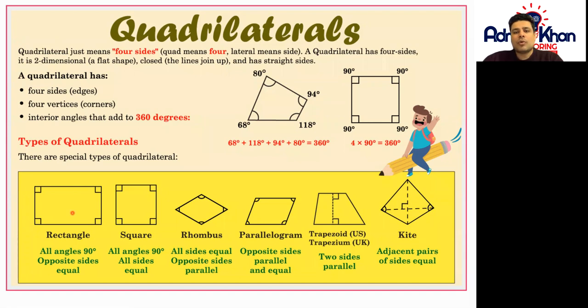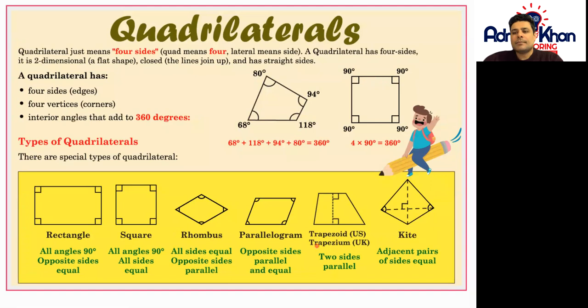In a rectangle, all angles are 90 degrees, and opposite sides are always equal. In a square, we know that all angles are 90 degrees, and all sides are exactly the same size. A rhombus can look like various different types of shapes, but all sides are equal, and opposite sides are parallel to each other. Parallel means that they are opposite and they do not meet. In a parallelogram, opposite sides are parallel, and at the same time, they are always equal as well.